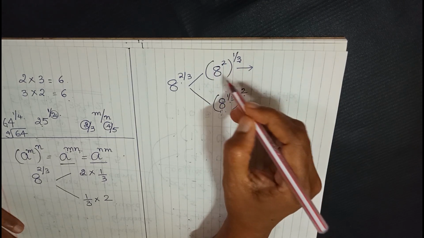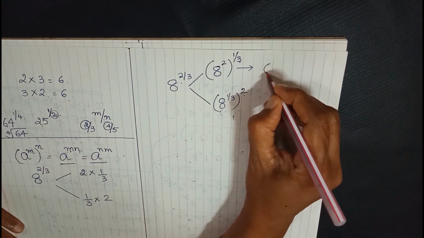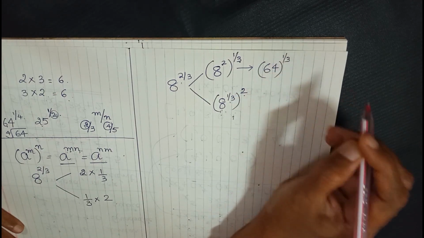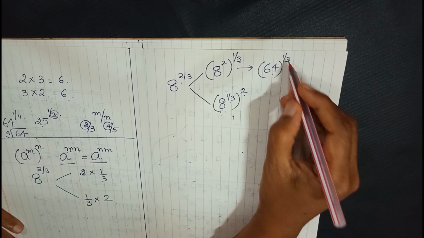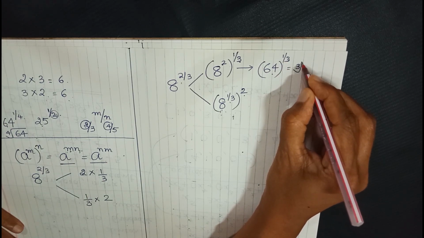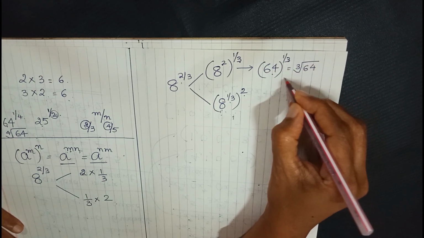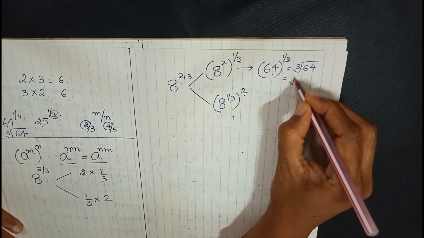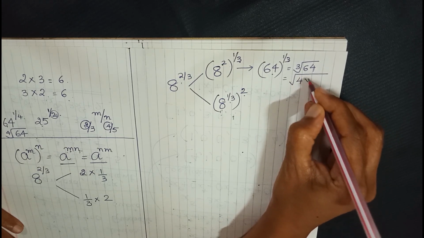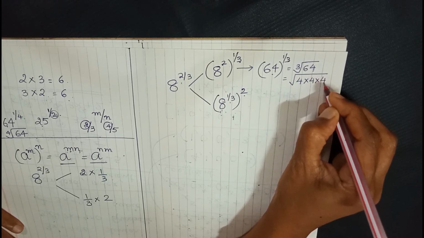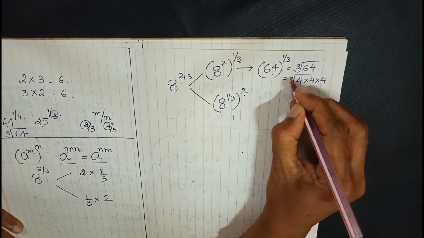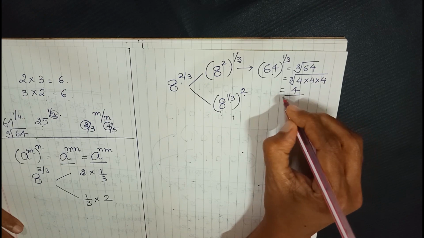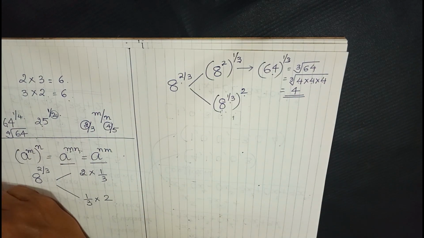8 square means nothing but 8 into 8. 8 into 8 is 64. 64 raised to 1 upon 3. What does this mean? Cube root of 64. And what does cube root of 64 mean? That we should divide 64 into 3 parts and take 1 part out of it. So what are the 3 parts of 64? 4 into 4 into 4. 4 4s are 16, 16 4s are 64. And we remove it one time outside like how we did in our last class. So you can see the answer that I am getting is 4.